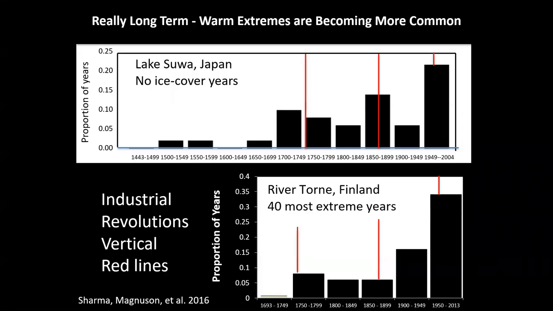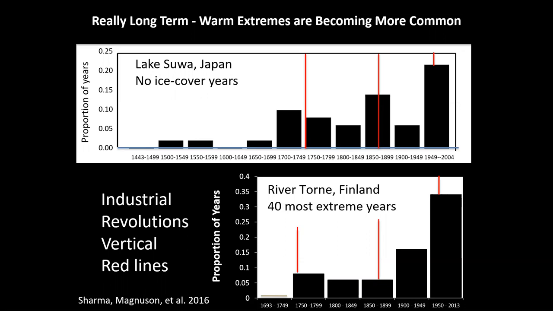Well, this is not a scientific analysis, but it's kind of interesting. First of all, the top graph is the most interesting. Notice it begins back in 1443, and the lake froze every winter for a few years. The height of those bars is the proportion of years when it didn't freeze and an Omiwatari didn't occur. And you notice it's going up. Since 1949 to 2004, in about 20% of the winters, the lake didn't freeze. And of course, that religious ceremony was not held.